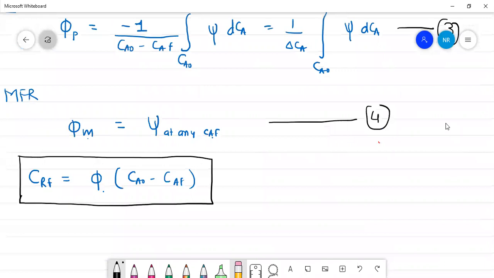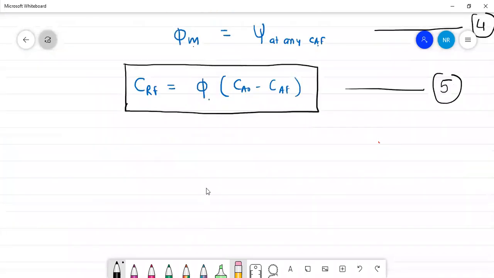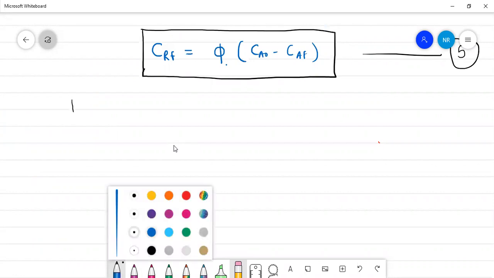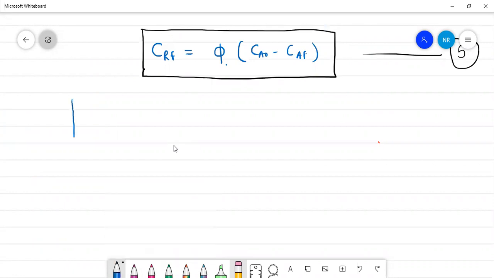Equation number 5. Now let's see how to calculate graphically. That was using the equations. How can we calculate graphically? For that, we have to draw a graph.